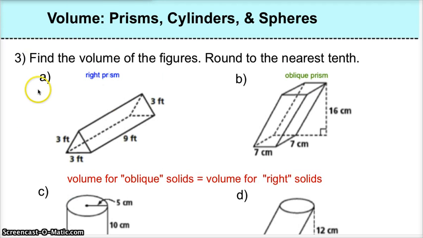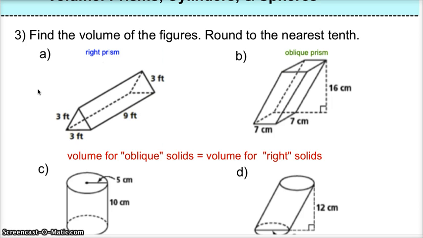All right, so let's use them. We have two different kinds of cylinders and prisms. We have right and oblique. Right is what you've been dealing with the whole time. Oblique simply means that it's been pushed.